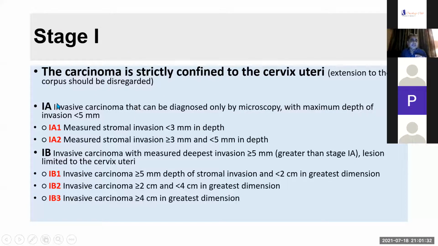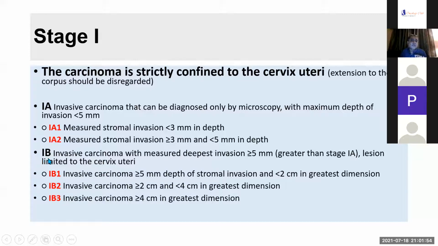Stage 1 is divided into 1A and 1B. The 1A is based on the depth of stromal invasion less than 3mm, and any stromal invasion by the cancer between 3 and 5mm in depth is 1A2. So it's so important to accurately pick up these things and accurately diagnose this so that the management is tailored accordingly.